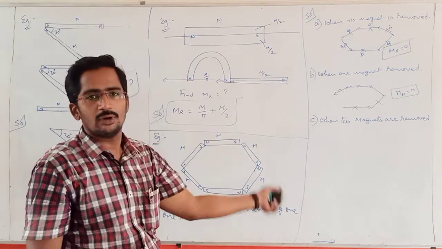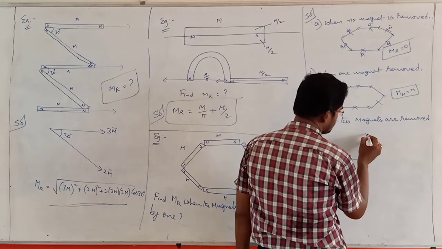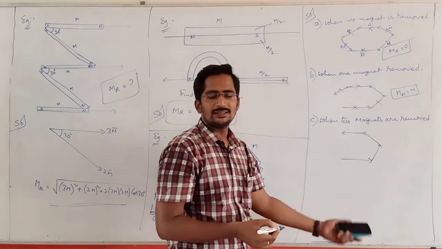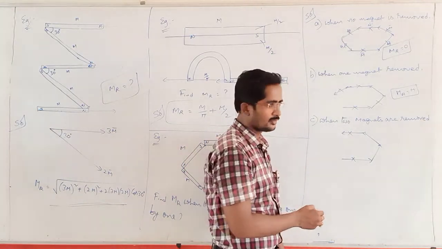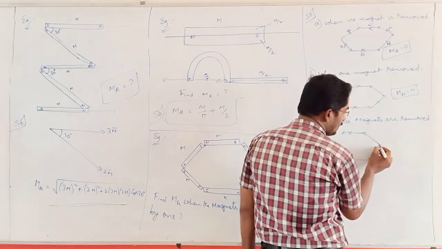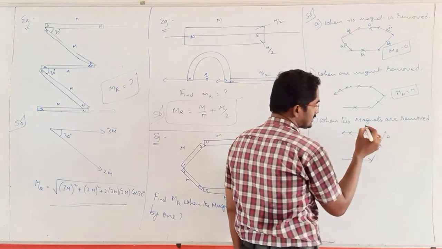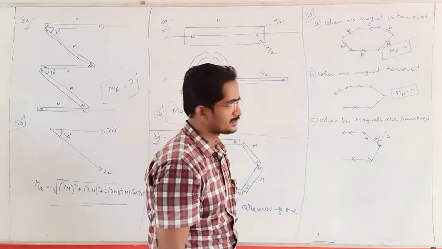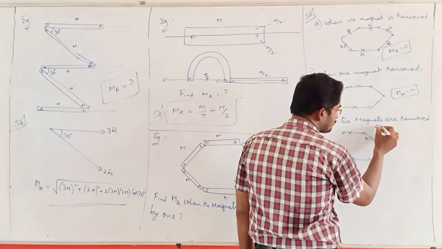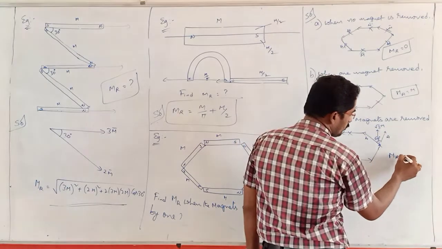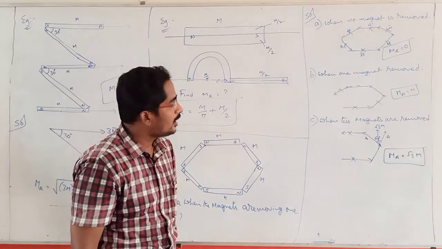Third, when 2 magnets are removed, in that arrangement, see, 4 magnets are remaining like this. Then what's the resultant for this combination? These 4 cancel as opposite vectors. Only these 2 remain. What is the angle between them? This is M bar and this is M bar direction. The angle between them is 60 degrees. Then the resultant value for these two will be exactly at the middle, that is root 3m. So the resultant value is equal to root 3m when 2 magnets are removed.